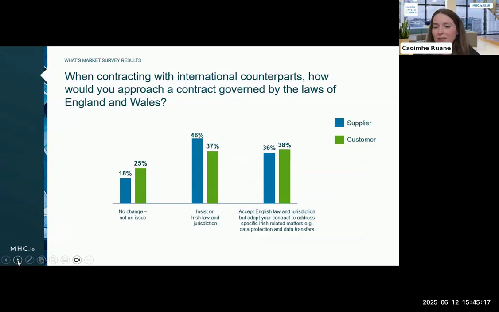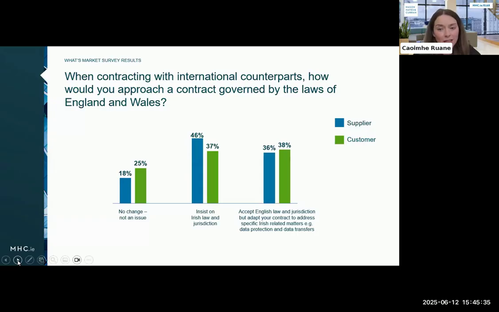We have 3 options. Firstly, no change, not an issue, fine with the laws of England and Wales. Second option was insist on Irish law and jurisdiction. And the third was accept English law and jurisdiction, but adapt your contract to address specific Irish law related matters like data protection, for example.